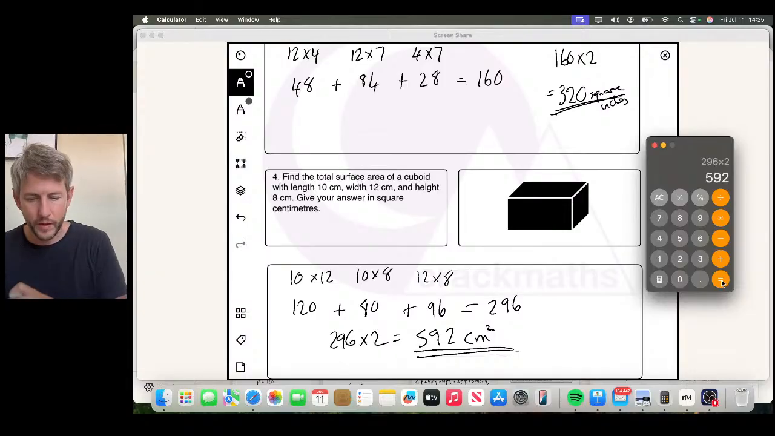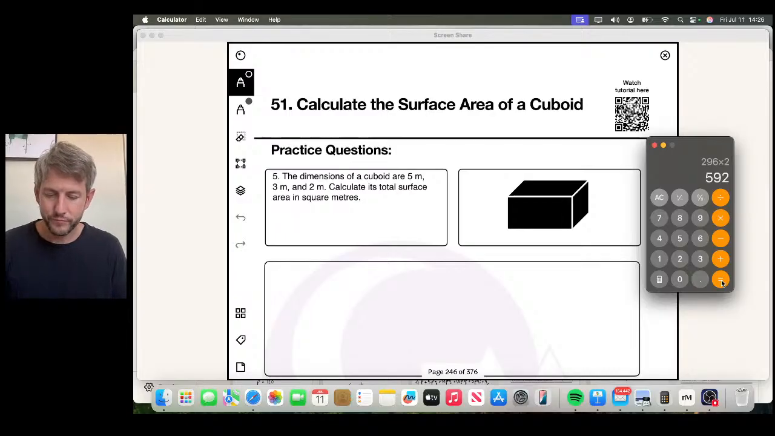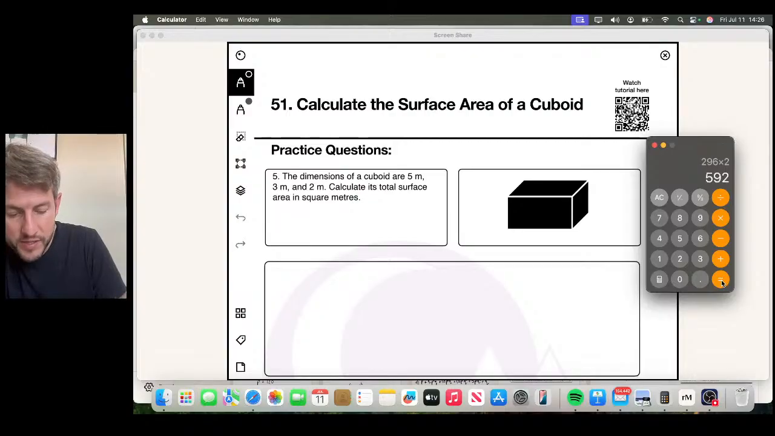Right. Okay. Question 5. The dimensions of a cuboid are 5 by 3 by 2. Calculate the total surface area in square meters. So what we've got is the 5 by 3, the 3 by 5, the 3 by 2, and then the 5 by 2. Okay, so here we go.